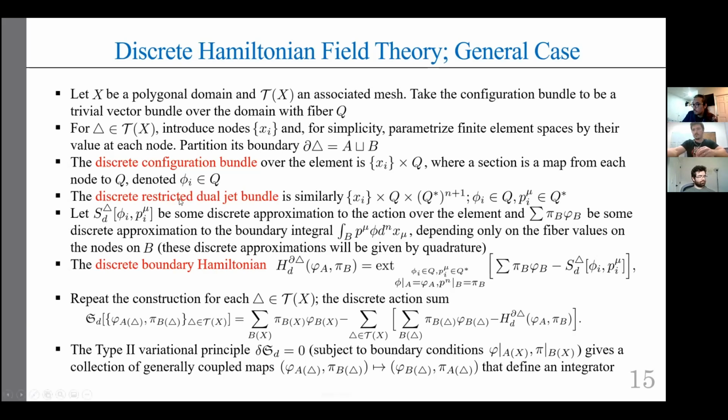Okay, and so we denote that as phi sub I. Really we're just thinking about phi as a map from I, which is the node, into the vector space. So this is our discrete notion of the configuration bundle. And then the restricted dual jet bundle is similar, where you also introduce the momenta for each node, and those are valued in the dual vector space, as in the continuum theory.